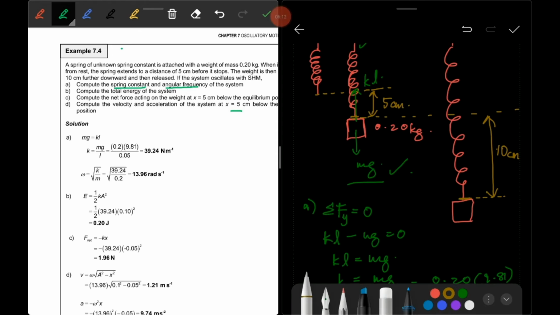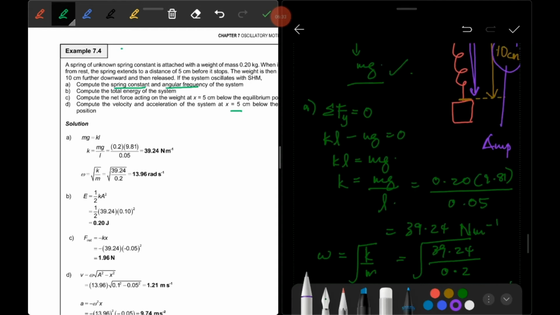When someone pulls this object, pulls from this point to this point, the person pulls 10 cm and then releases it. That means the 10 cm here is the amplitude.